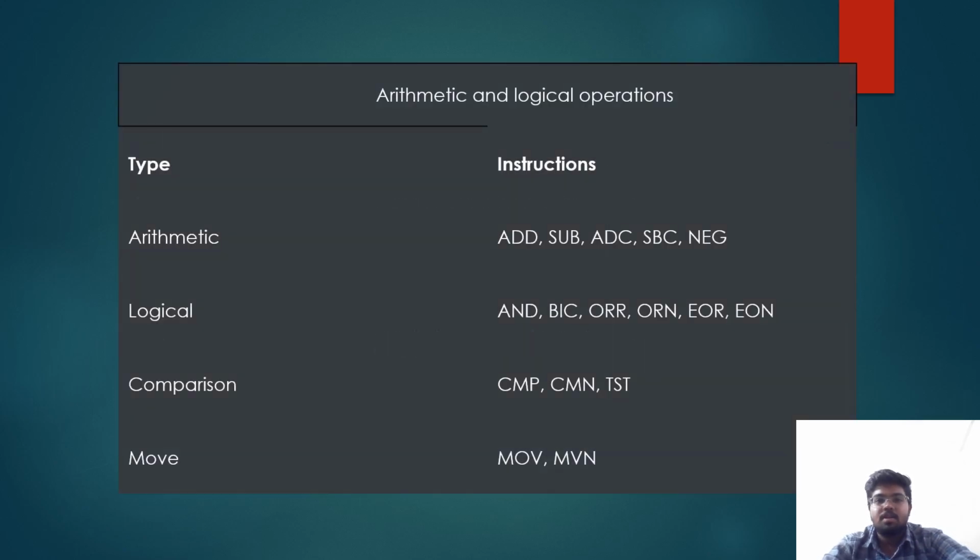Arithmetic and logical operations. Types: arithmetic: ADD, SUB, ADC, SBC, NEG. And logical: AND, BIC, ORR, ORN, EOR, EON. And comparison: CMP, CMN, TST. And move: MOV, MVN.